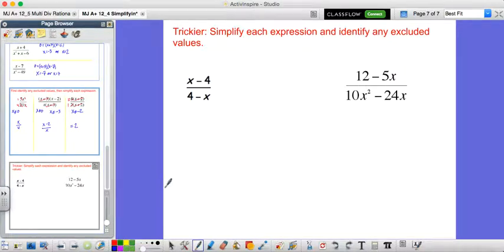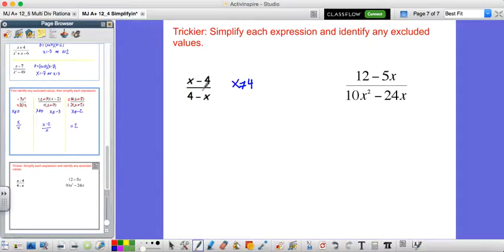Okay, last two examples, but they do get a little bit trickier. We're asked to do the exact same thing. Identify the excluded values and simplify. Let's start with the excluded values. What can't x be in this example? We have 4 minus x in our denominator. 4 minus what gets you 0? Well, x can't be 4 because 4 minus 4 gives you 0.